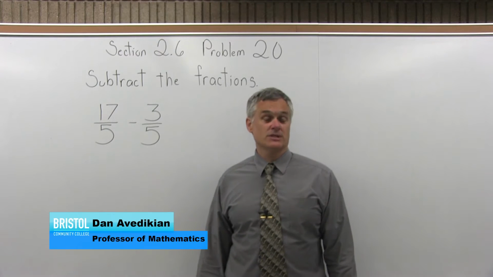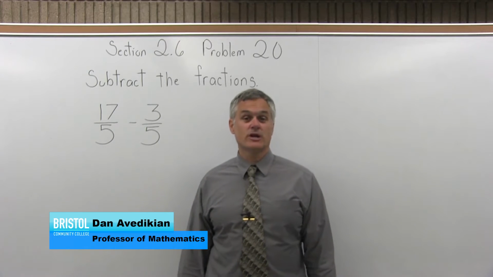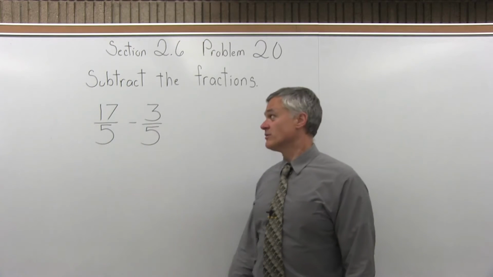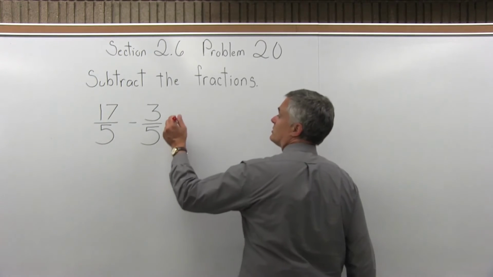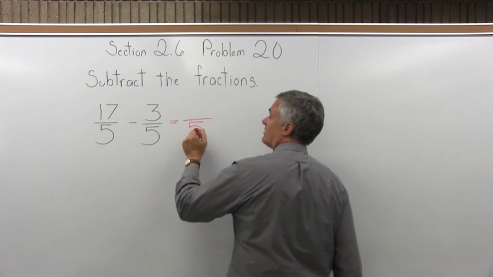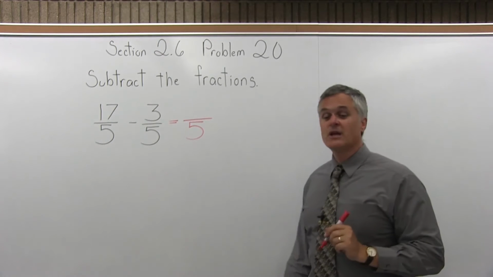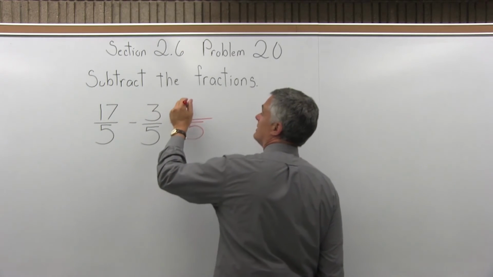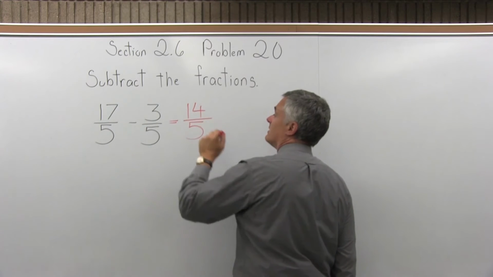This is Section 2.6, Problem 20. It says subtract the fractions, and we have 17 over 5 minus 3 over 5. Because the denominators are the same in both fractions in the question, I get to keep that same denominator in my answer, which is 5. Now I will subtract the numerators. 17 minus 3 is 14.